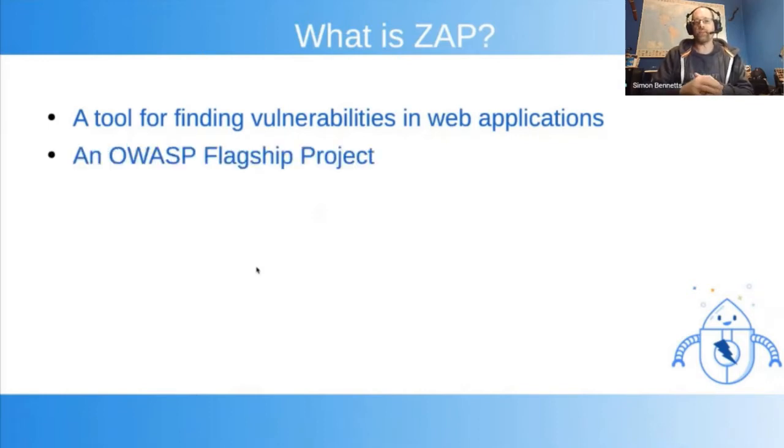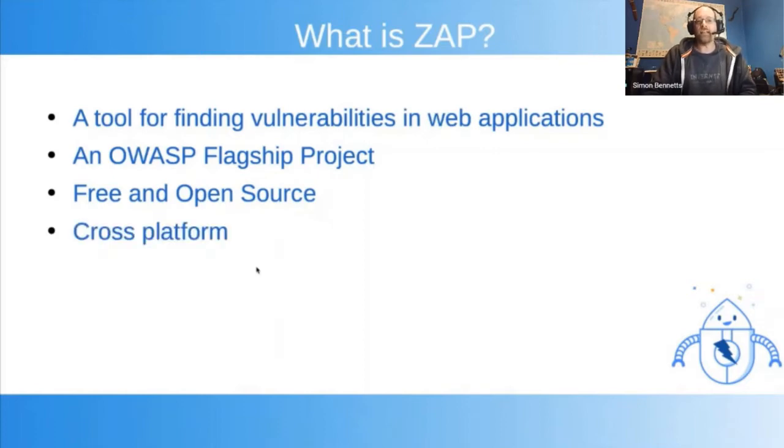ZAP is an OWASP flagship project, and the flagship projects are the ones that are most mature and the ones that are recommended for you to actually start using as you start on your security journey. So it's been around for 10 years now, and it is a pretty mature project. Like all OWASP projects, it is completely free and open source. And it is cross-platform. So as long as you have a Java VM, you'll be able to run ZAP. I've even got it running on a Raspberry Pi if you want to try that. It didn't run particularly fast, but it still did run.